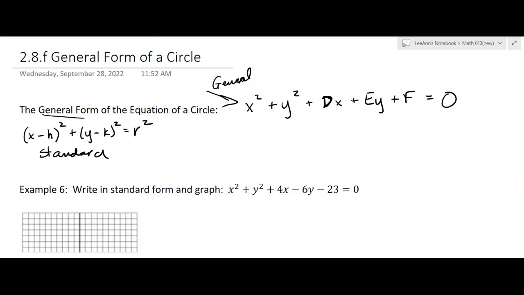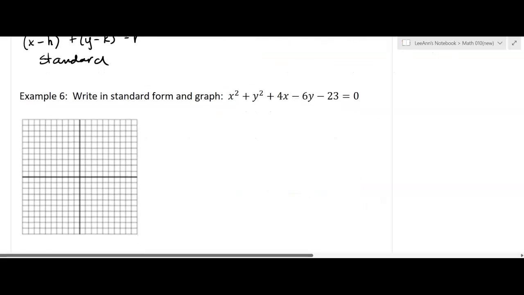Okay, so in our example here, it says write in standard form. So they give us the general form, there it is, and we have to write it in standard form. Now this is a process that we've used before, but in a different way, but it's based on the concepts that we've had. Why would we want it in standard form? Well, because then we're going to be able to graph it, and so that'll be nice.